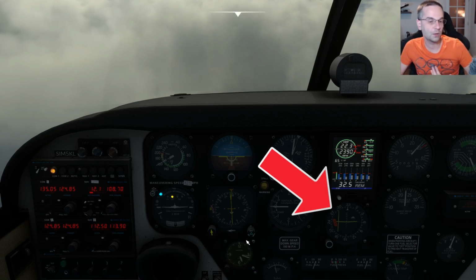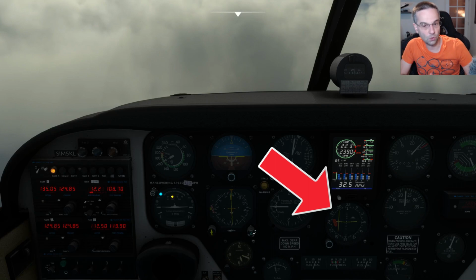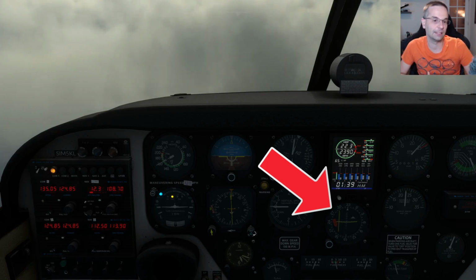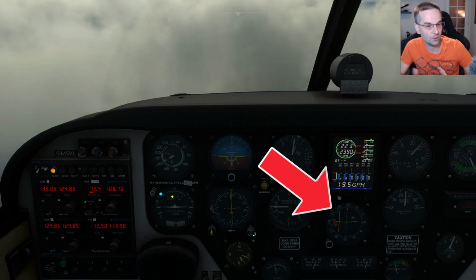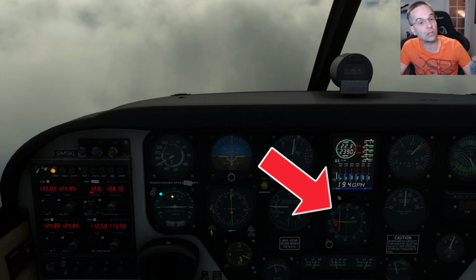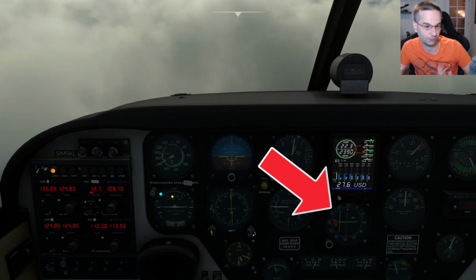The VOR2 indicator works almost exactly like the HSI. The vertical course deviation indicator still represents our flight path, and right now it's to the left of us, which means that we need to stay on a course that's to the left of 328 to bring it back towards the center. And as it gets closer and closer to the middle, we need to start turning more towards our course that we're trying to fly.